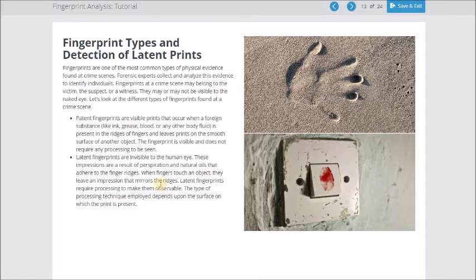When fingers touch an object, well, I'm going to read that wrong, because I had that backwards. The natural oils and sweat that appear on the finger ridges leave invisible fingerprints. Okay. When they touch an object, they leave an impression that mirrors the ridges. Latent fingerprints require processing to make them observable. Mostly you just kind of dust them with something. And we're going to spend some time talking about how they do that.